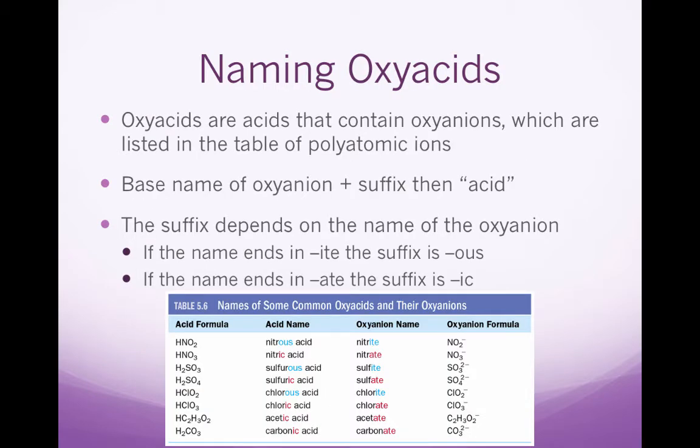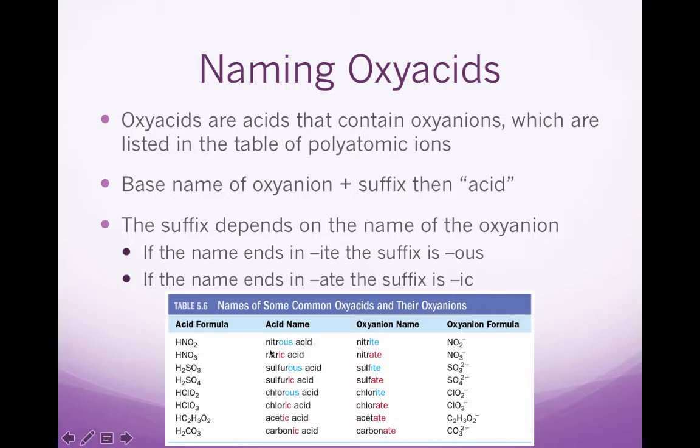Then there's oxyacids. So oxyacids are acids that contain oxyanions, which are listed in the table of polyatomic ions. So it basically is a polyatomic ion with oxygen in it. So how you name these is you take the base name of the oxyanion, and then you're going to add some suffix and then acid. The suffix depends on the name of the oxyanion. So if the original name ends in "ite," the suffix is us, O-U-S. If the name ends in "ate," then the suffix is ic, I-C.